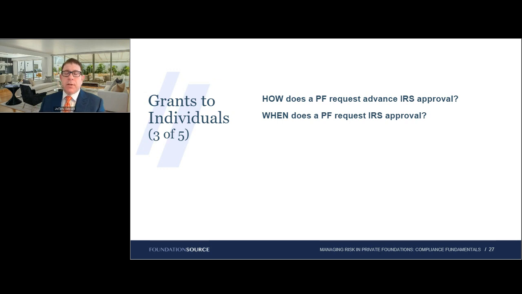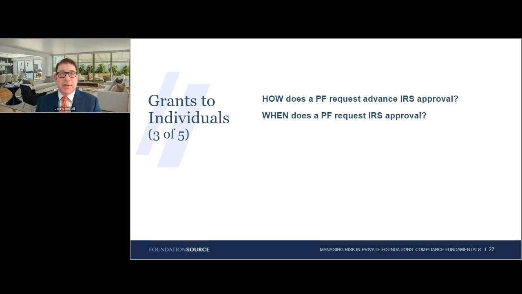So what's the appropriate timing for requesting IRS approval? Well, it's crucial to obtain IRS approval of the grant-making procedures prior to making any grants to individuals that require that kind of approval, to avoid triggering a taxable expenditure penalty, which we've said, again, is pretty steep, 20%. Although there is a special exception available for those who aren't faint of heart.